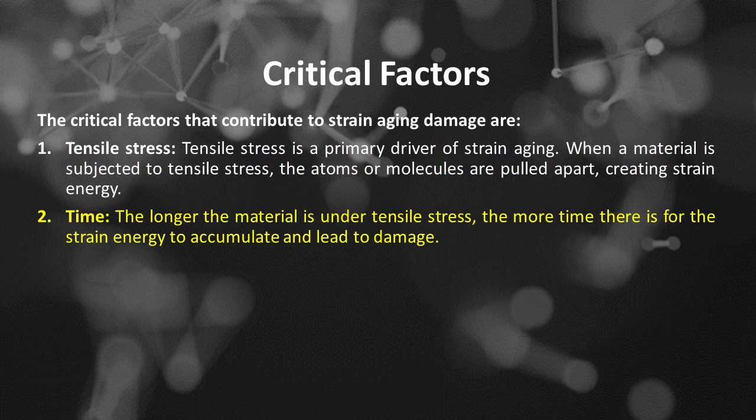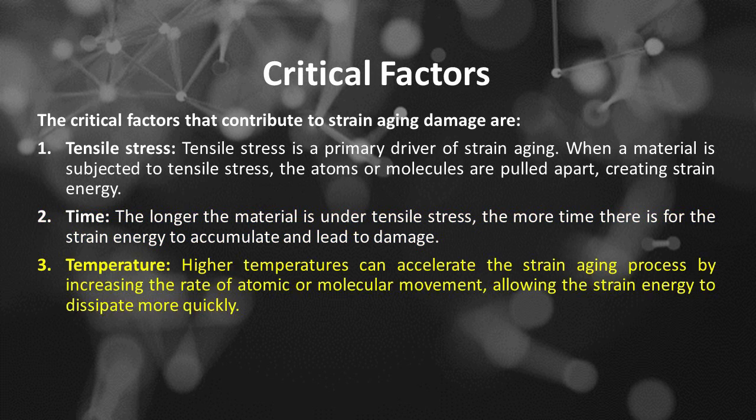Number 2 is time. The longer the material is under tensile stress, the more time there is for the strain energy to accumulate and lead to damage. Number 3 is temperature. Higher temperatures can accelerate the strain aging process by increasing the rate of atomic or molecular movement, allowing the strain energy to dissipate more quickly.